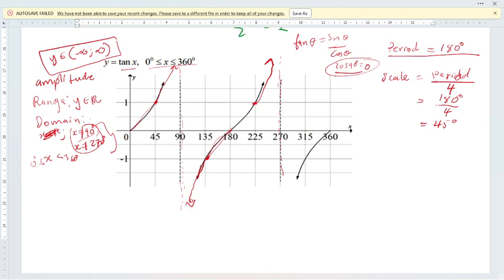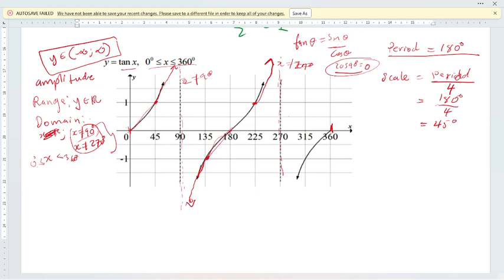Because if I go beyond 360, it starts again at 0. But inside this interval, x cannot be 270 degrees, and x should not be 90 degrees. So now we have a domain in that case. Is that clear? So now we have the range, we have the domain, we have the period, and then what is the equation of the asymptote here?